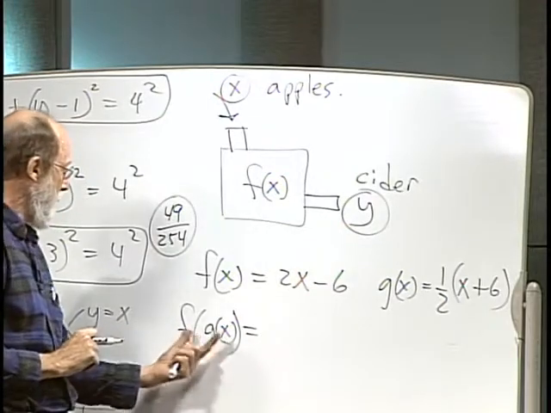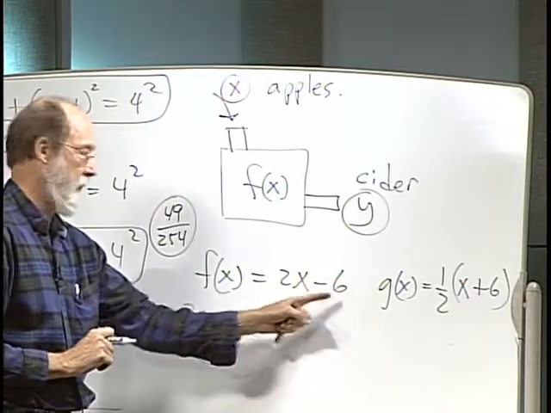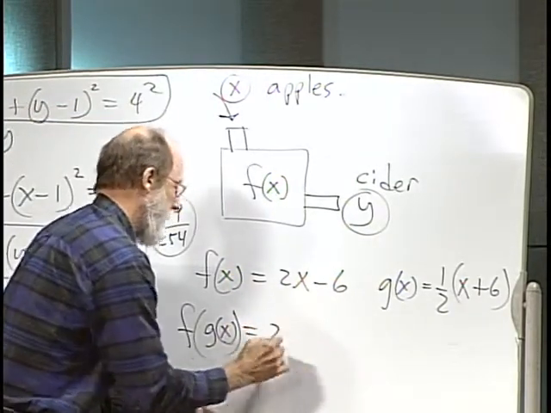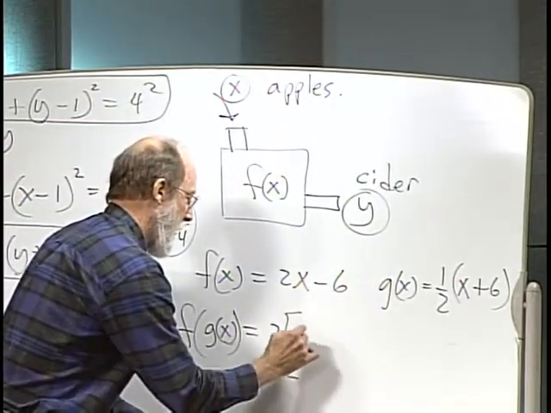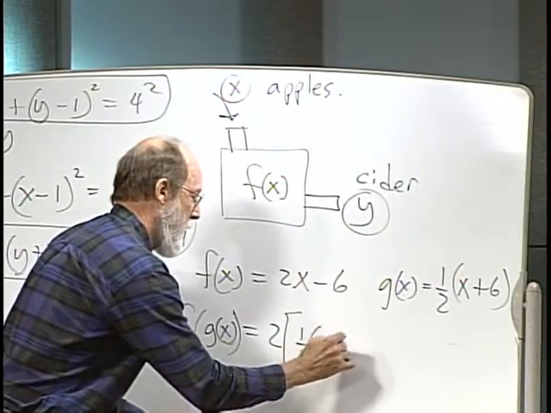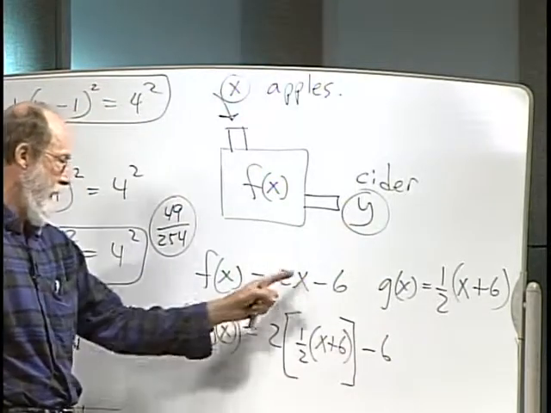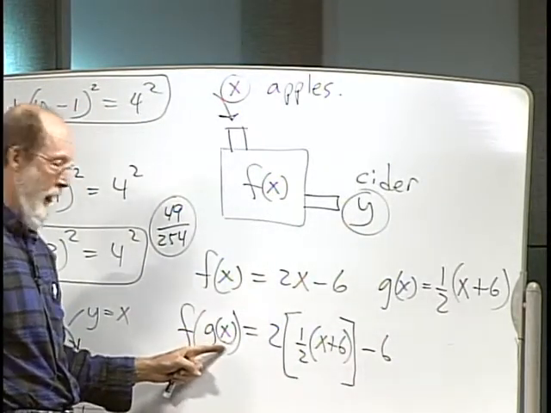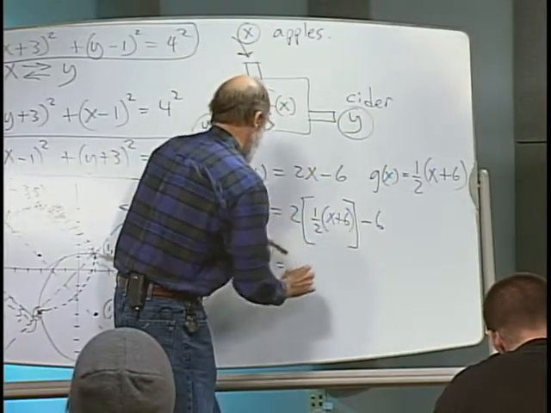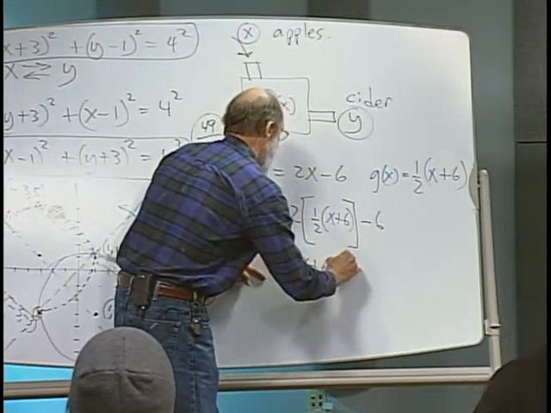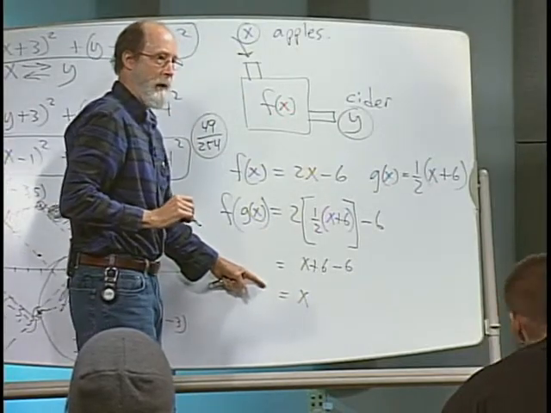So if I take this original function f, it says take the input, multiply it by 2, and then subtract 6 from that. So now what I'm going to do is I'm going to take 2, I'm going to take my input now is my entire g function, so I have to insert there 1/2 of x plus 6, and then on the tail end of that, make sure I subtract 6. F of g of x. I now clean up the math here. So I end up 2 times 1/2 is 1, so I get x plus 6 minus 6 equals x. Equals x.